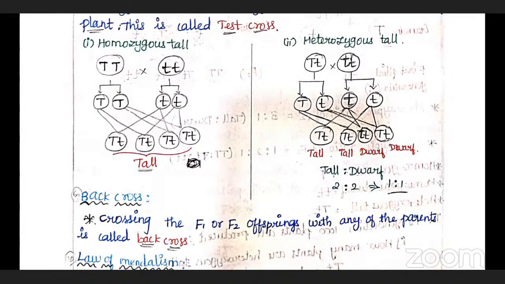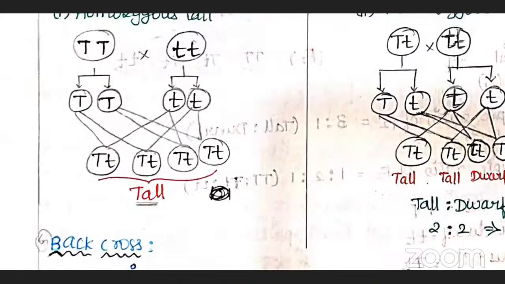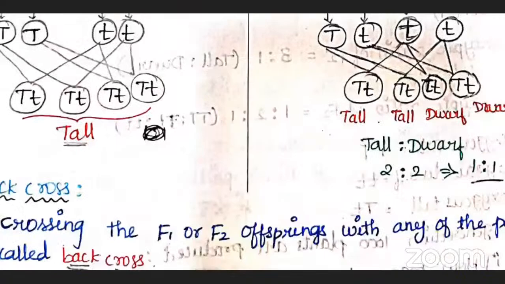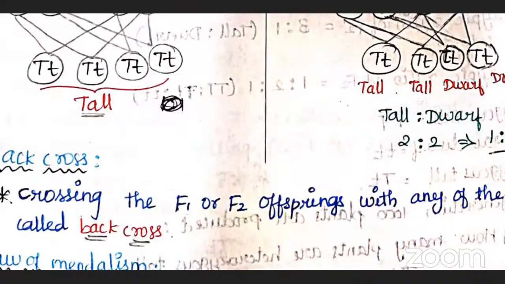Clear? So at that time we get it like this. Capital T small t is crossed with capital T capital T, and the gametes will be separated. At the end of the result, capital T capital T is one zygote and capital T small t is another zygote. So in a dominant back cross, two zygotes are formed, and 100% of the dominant character will be expressed.